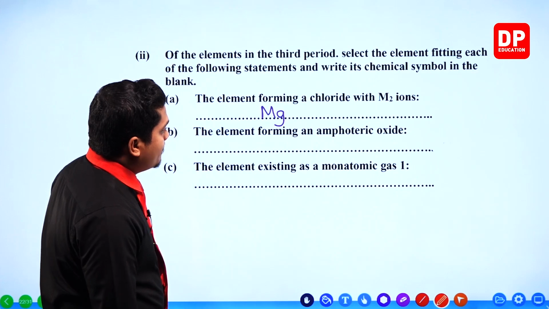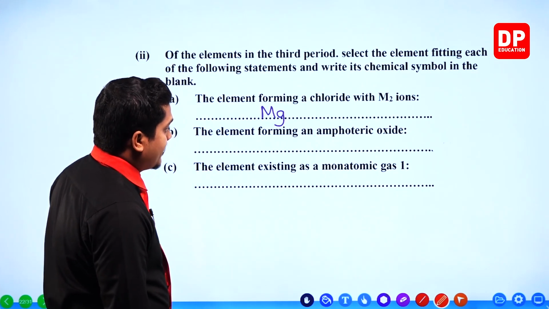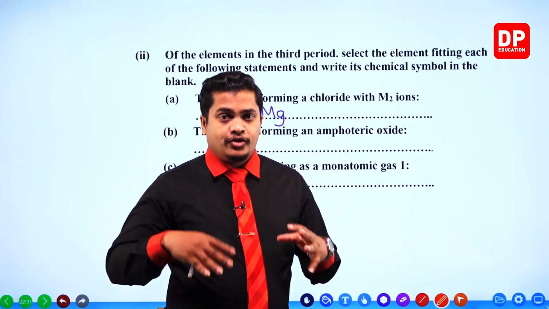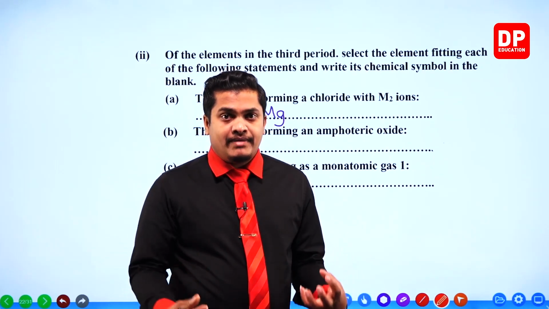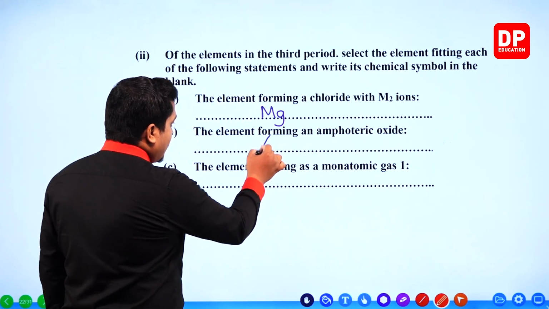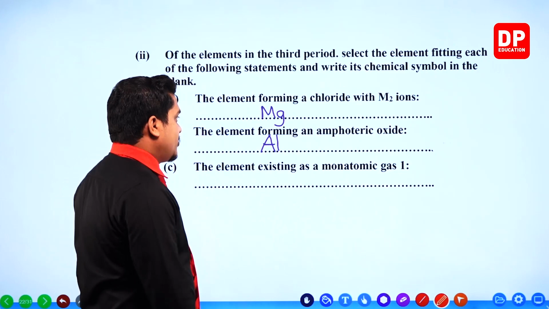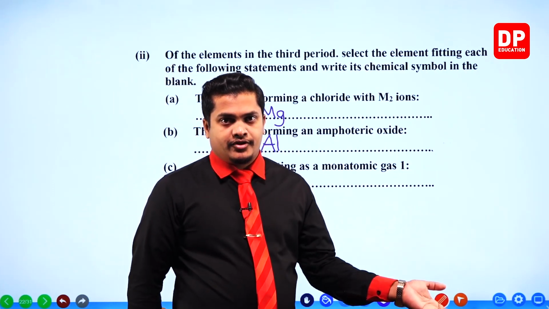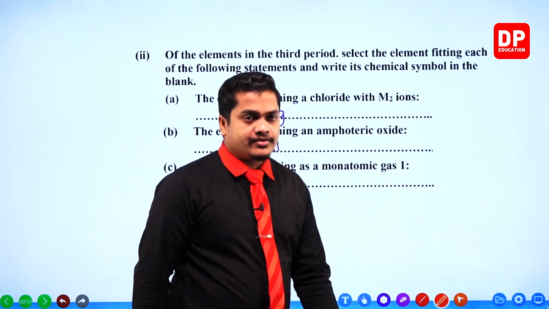Element forming an amphoteric oxide. Very simple, my dear children. Amphoteric oxide means it should show both acidic and basic features. That's very simple. The one and only aluminium. Aluminium is the one which shows amphoteric features, right? So aluminium oxide shows both acidic and basic features.